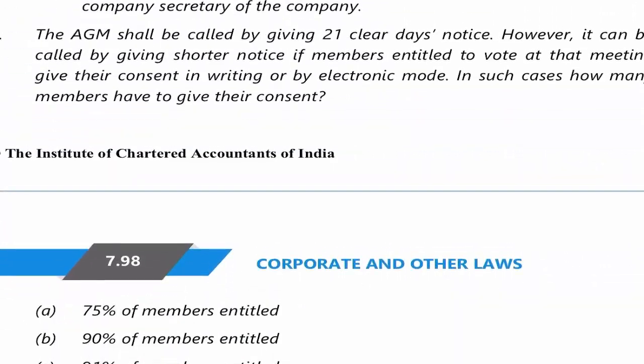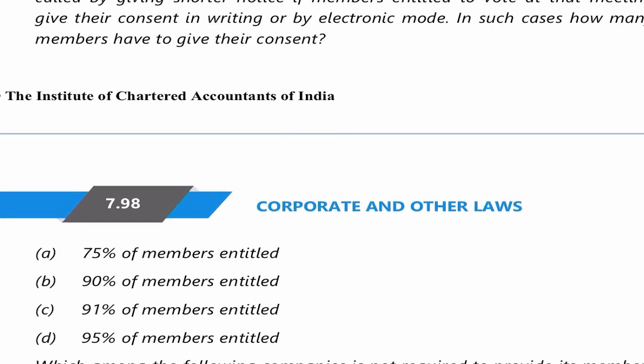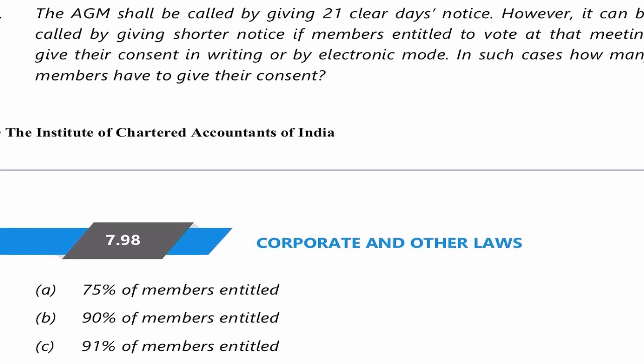Next part. The AGM shall be called by giving 21 clear days' notice. However, it can be called by giving shorter notice if members entitled to vote at that meeting give their consent in writing or by electronic mode. In such cases, how many members have to give their consent?